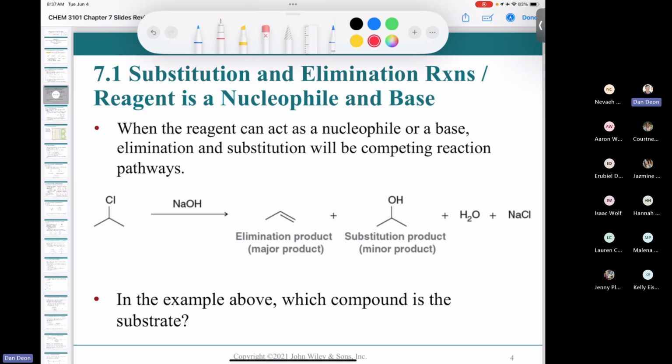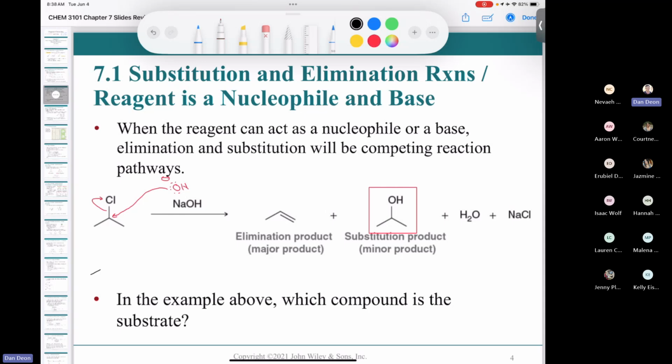So if we think about this compound here, this is called 2-chloropropane, or you could call it isopropyl chloride. Either one is totally fine. You can see that to get the substitution product, what happened is we substituted the hydroxide, it took the place of the chlorine, which became a chloride. So we get a nucleophilic attack and a loss of leaving group like that. And that gave us the substitution product.